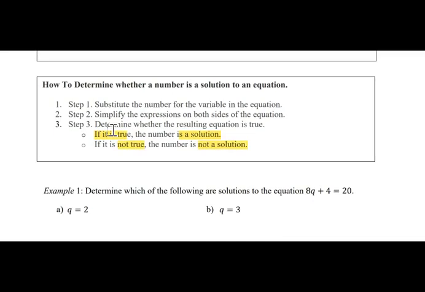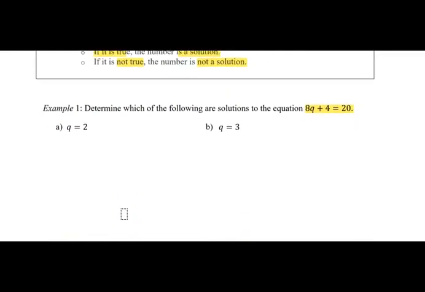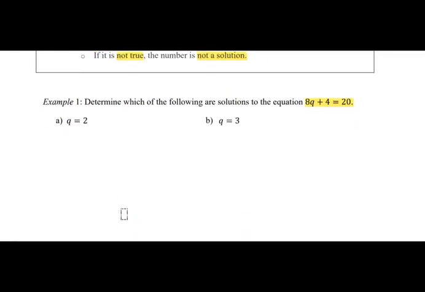So let's take a look at the equation 8q plus 4 equals 20. And we are given two values of q. The first value is q equals 2. The second one is q equals 3. Our question is, which one is a solution to the equation. So let's go ahead and use q equals 2. I'm going to substitute 2 for q. So I'm going to have 8 times 2 plus 4 equals 20. All right, so that's my step 1.